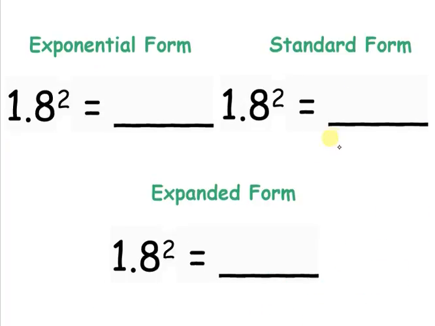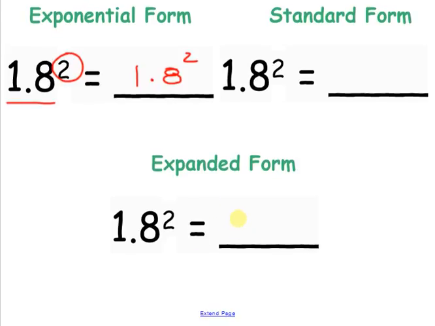Now we have a decimal. So now we have 1.8 to the second power. This is our base. This is our exponent. So it's already in exponential form for us. All right, let's put it out into expanded form. So this is my base, and this is how many times I need to expand it.